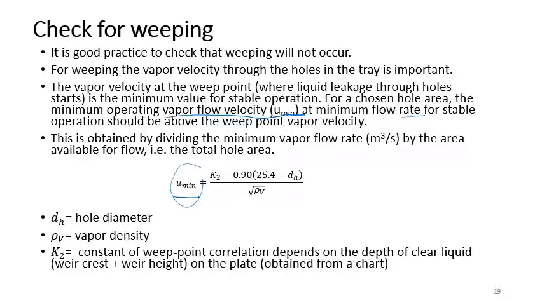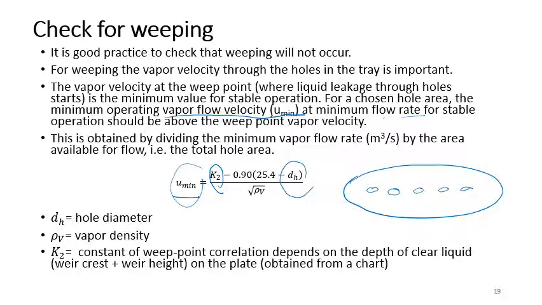To get this value, you can use this formula. Again, this formula is empirical. This is not the definite formula that you should use, but rather as a starting point, you can try to use this. K2 here is a constant, and you need to read it from the chart. It depends on the plate. And then DH here is the hole diameter. So depending on the plate, if it's a sieve, we need to know the diameter of the hole. And then rho V is the vapor density. So knowing all these values, read the K2 value from the chart, then calculate the U min and make sure your velocity and flow rate are above the minimum to avoid weeping.